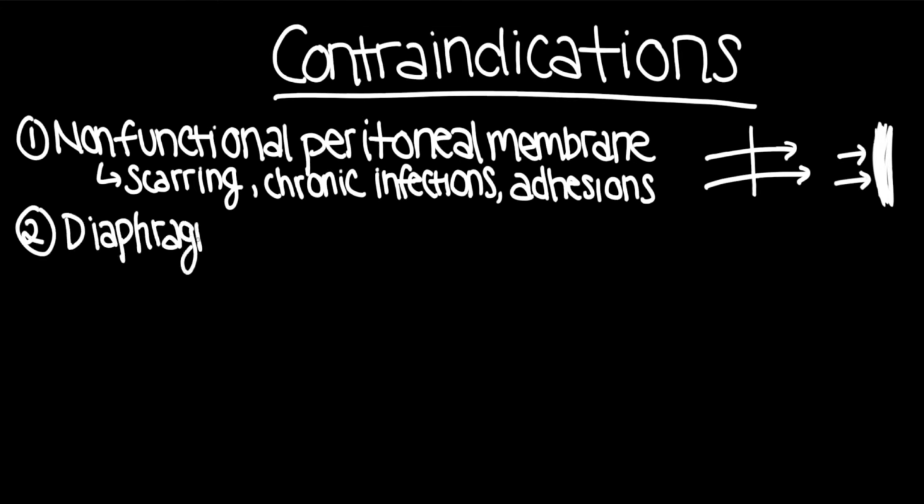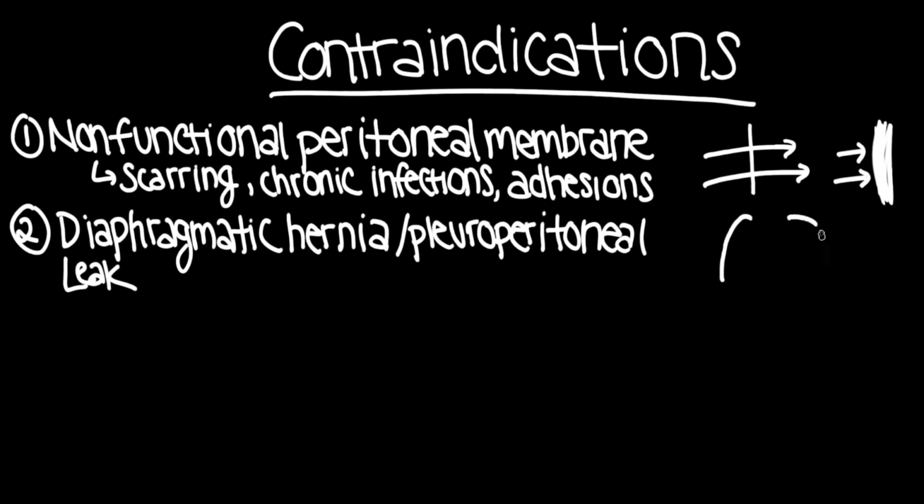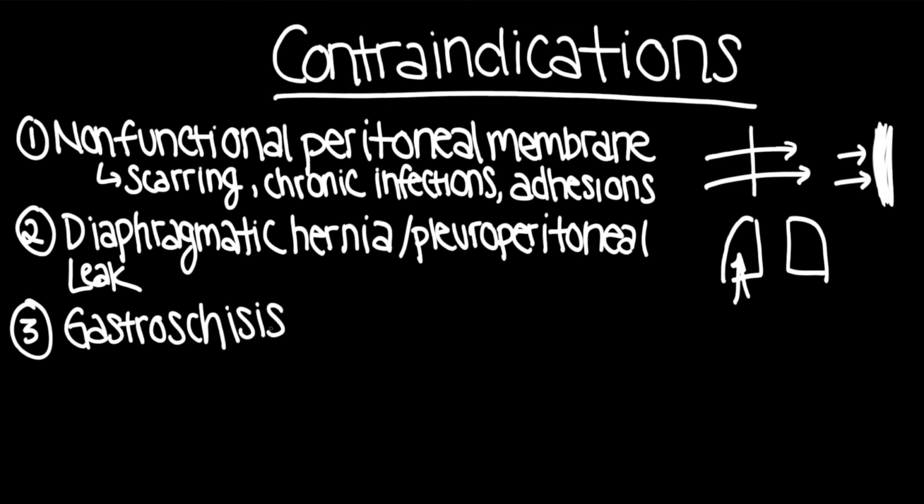Other contraindications include diaphragmatic hernia or any pleuroperitoneal leak, since we don't want any condition where a PD fluid can enter the thoracic cavity. Gastroschisis is also a contraindication based off of lack of a functional peritoneum.